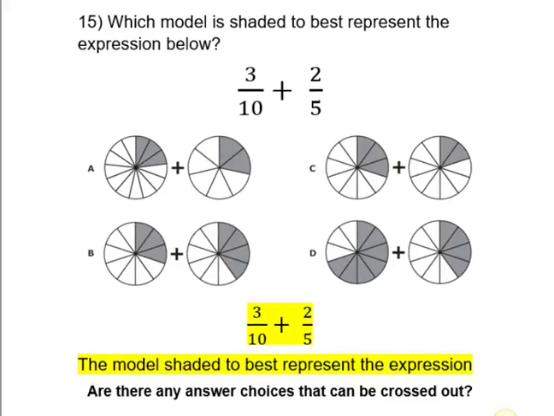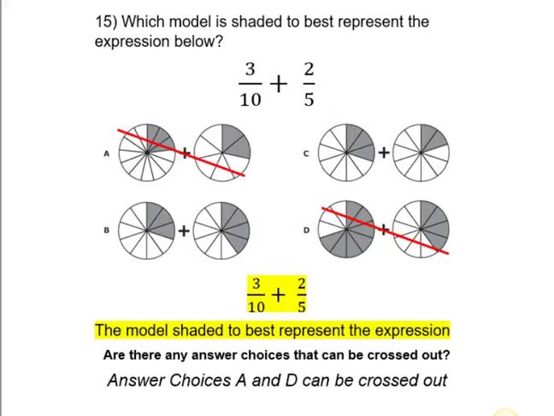Are there any answer choices we can cross out? Okay, so in looking at our graphs, before we choose an answer, number one, we need to remember that we are looking for the model that is shaded to best represent the expression 3/10 plus 2/5. If you said that we could cross out answer choice A and D, you are correct.